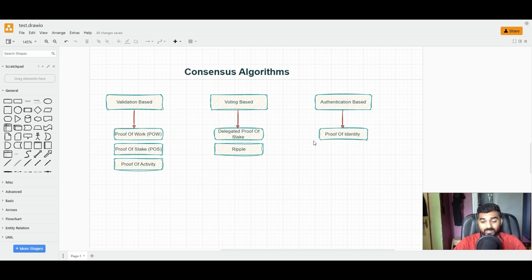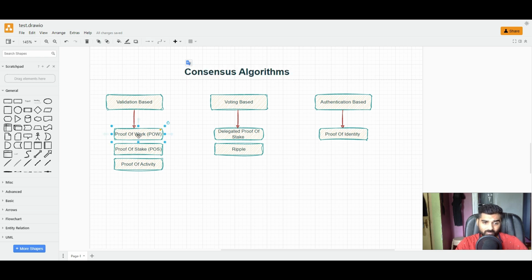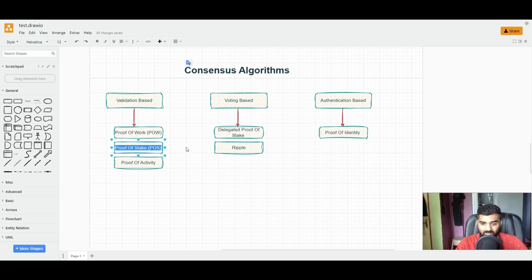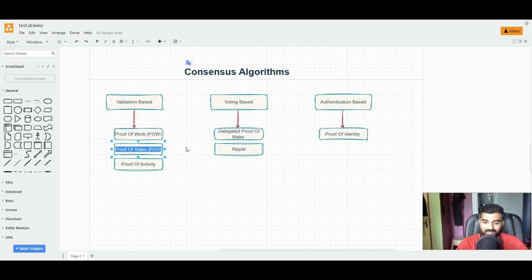Let's talk about consensus algorithms and different kinds of consensus mechanisms. Last lecture we talked a little bit about proof of work and proof of stake in the consensus mechanism. Now we are going to dive into consensus mechanisms and different kinds of them based on validation, voting, and authentication. So you can see we have three consensus-based algorithms: validation, voting, and authentication.